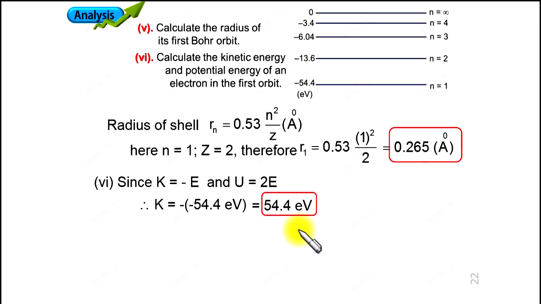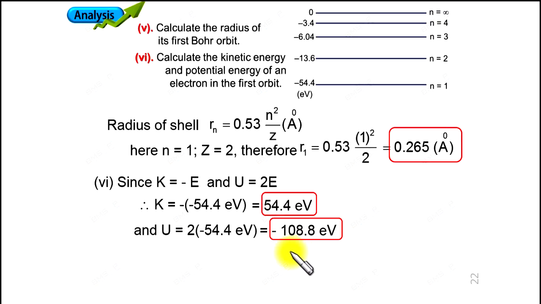Now, move to the second part of the question, to calculate the potential energy. We know potential energy equals twice the total energy, and the total energy is minus 54.4. So, it is 2 multiplied by minus 54.4, and this will be equal to minus 108.8 electron volt. So, this is the potential energy. Okay. Now, let us move to the next illustration.